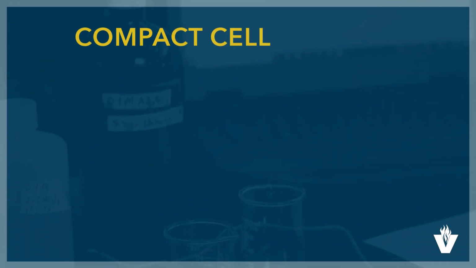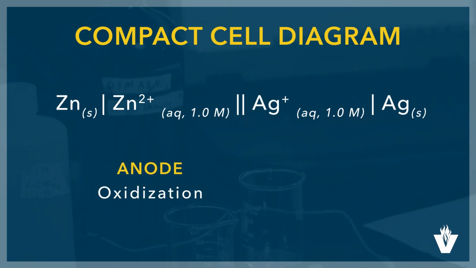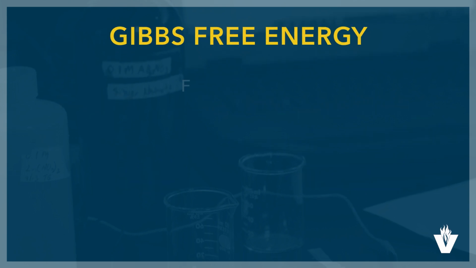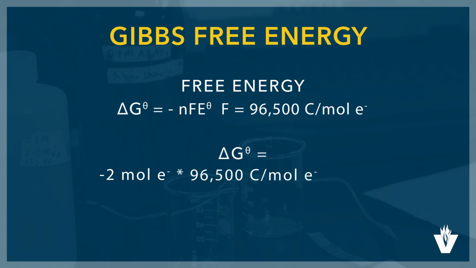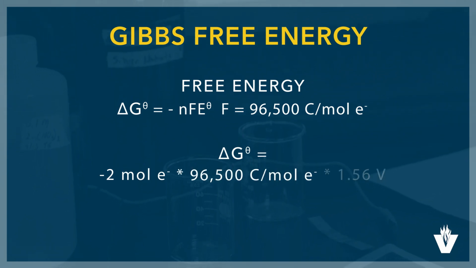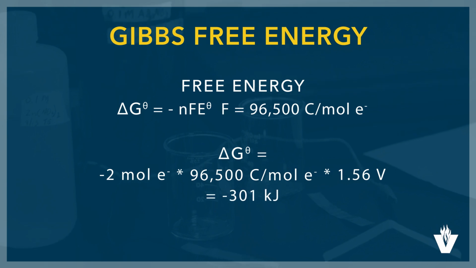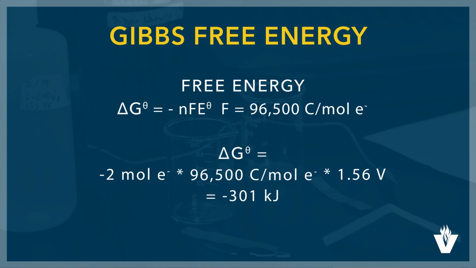Now let's write out the compact cell diagram and calculate the Gibbs free energy. A cell diagram is a representation of an electrochemical cell. To calculate the free energy, we need the number of moles of electrons transferred in a reaction, 2 moles of electrons, Faraday's constant, 96,500 coulombs per mole electron, and the standard cell potential, 1.56 volts. Multiplying these, the free energy is negative 301 kilojoules, and the reaction is spontaneous.